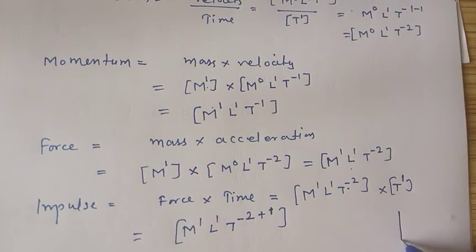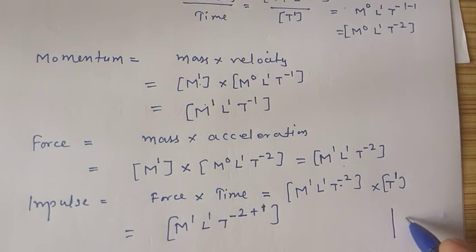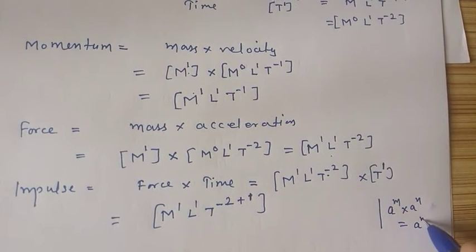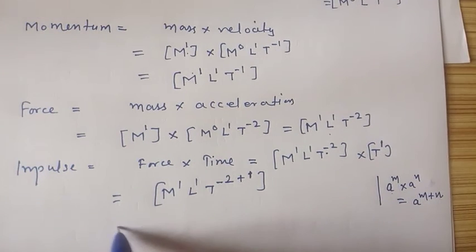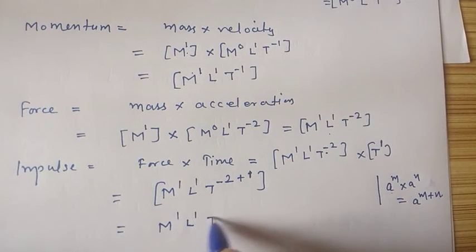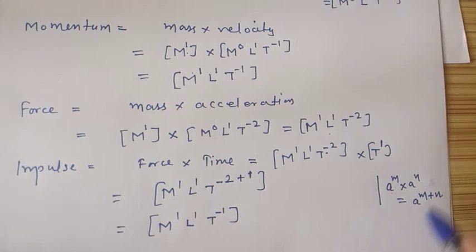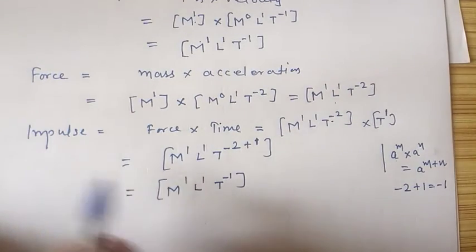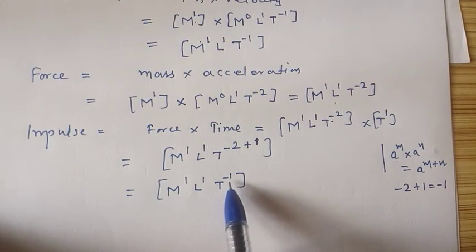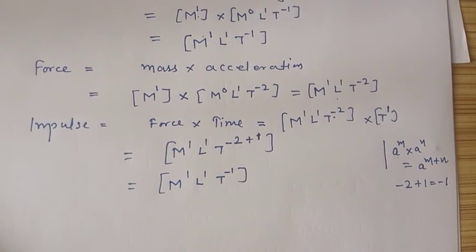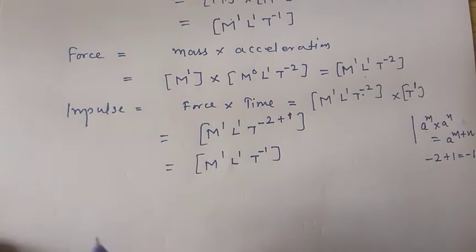This is simply when you have the same base, like a power m into a power n. So what happens? The powers are added. Bases are the same, we are multiplying these, so the powers will be added up. So M power 1, L power 1, and T power minus 2 plus 1, that is equal to minus 1. So the dimension formula of impulse will be M power 1, L power 1, T power minus 1.